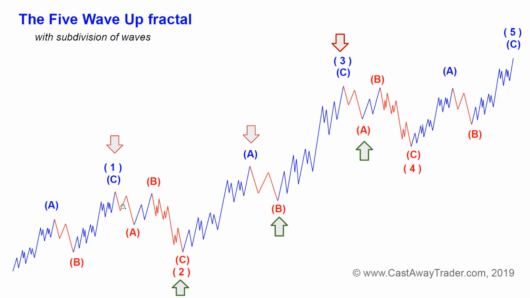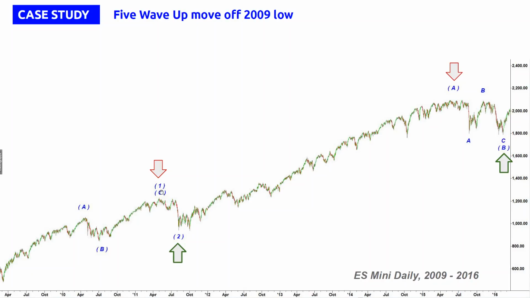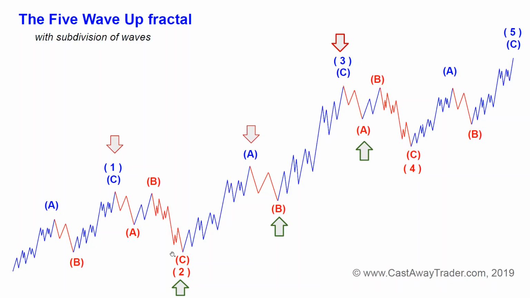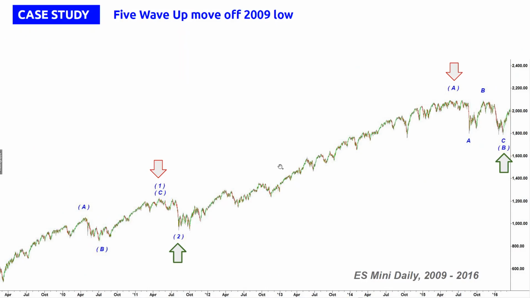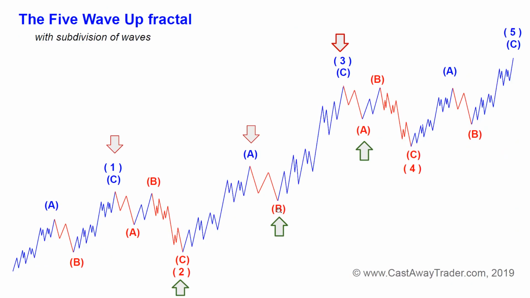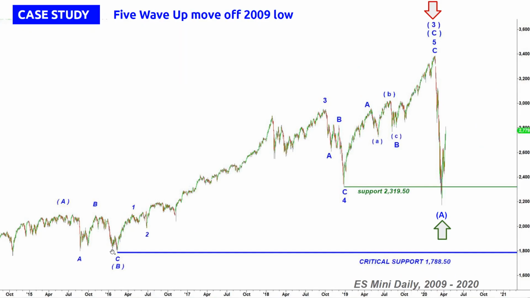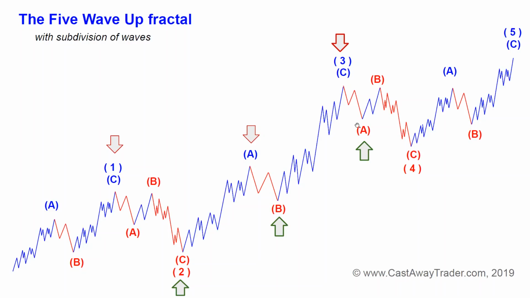This is ABC up, followed by ABC down, wave 2, the next leg up, subwave A of 3, ABC down in subwave B of 3, and this is the strongest part of the rally, subwave C of 3, and this is exactly what we got in February 2020. Let's come back to the fractal.